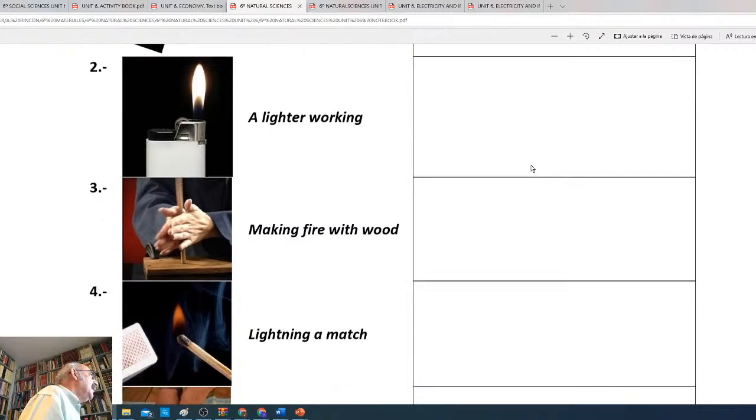Very good. And what happens when a lighter is working? For a lighter to work, we need friction. This stone here, you have a kind of circle with teeth, and it is rubbing a stone that we can't see here. And the result is that this movement is changed into another kind of energy. Anybody? The kind of energy that appears when we practice friction in a lighter.